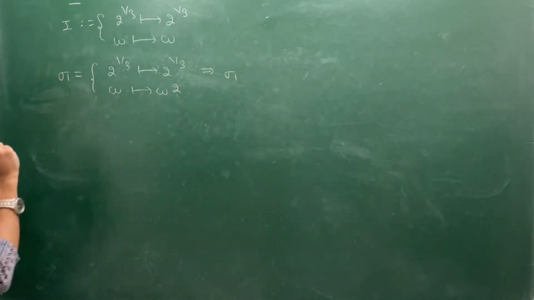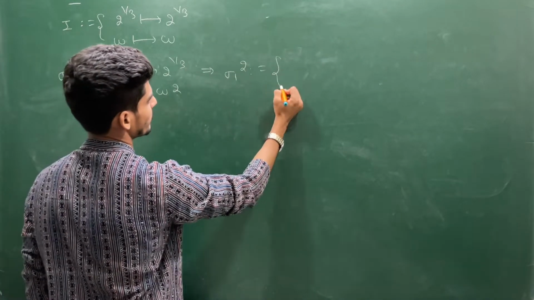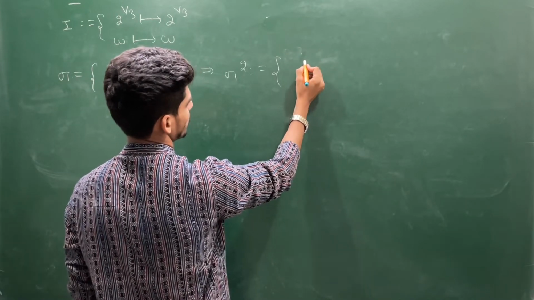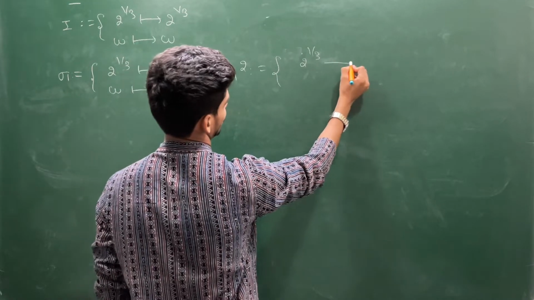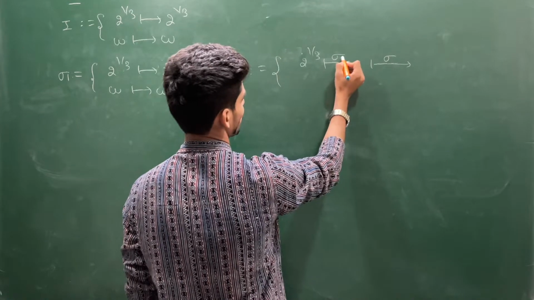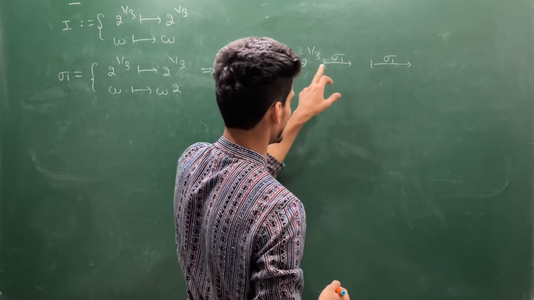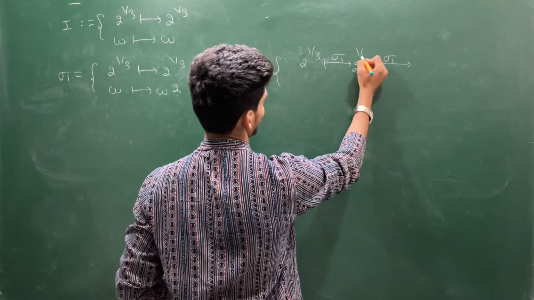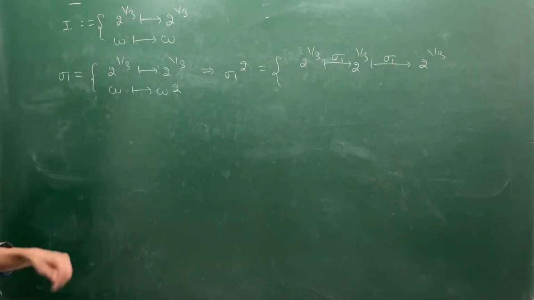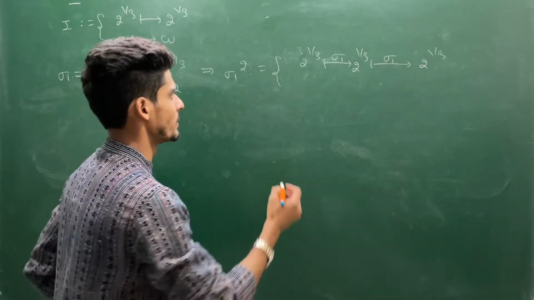What can you say about sigma 1 square? Because sigma 1 is an element of the group, its square will be an element too. So sigma 1 square, which you can think of in this manner: this is sigma 1, this is sigma 1. Sigma 1 sends 2 power 1 by 3 to 2 power 1 by 3. Again, if you operate sigma 1, it will go to 2 power 1 by 3. So that means sigma 1 square sends 2 power 1 by 3 to 2 power 1 by 3.